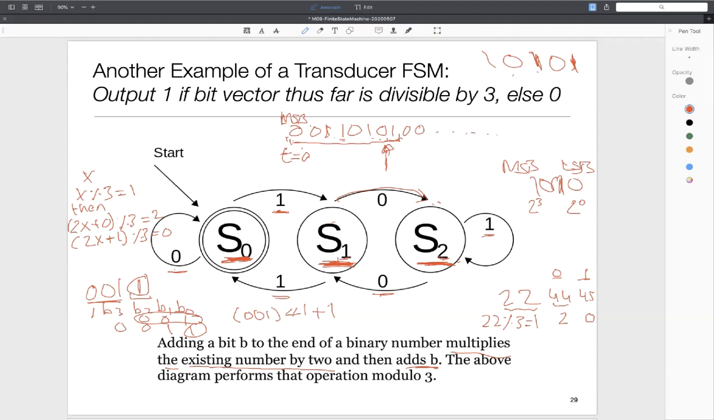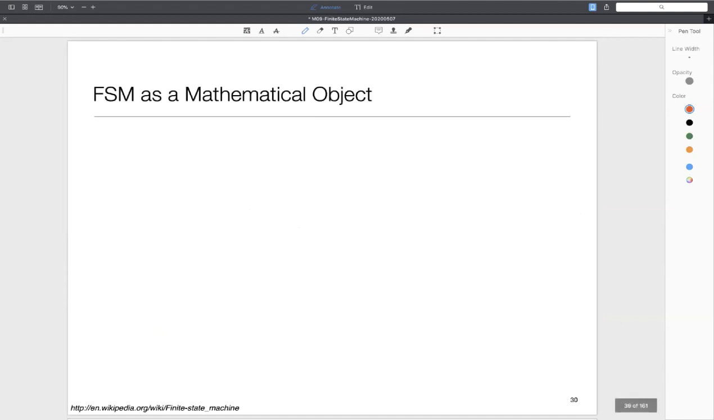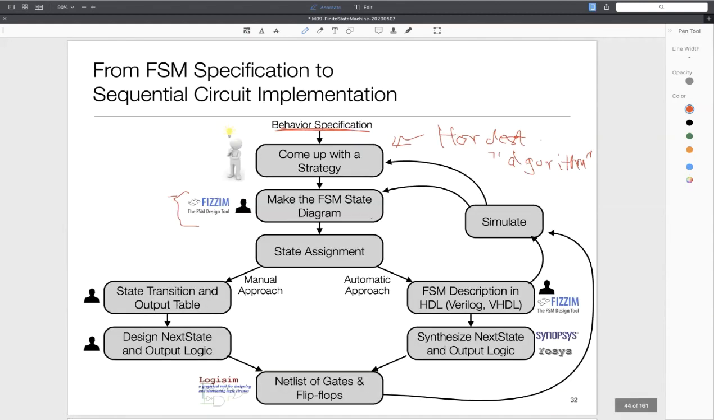We saw earlier in the course that when I give you some things to represent, there are many ways. Maybe I can do one-hot coding. Maybe I can do some other type of coding. So we face that problem out here. So that's called the state assignment problem.